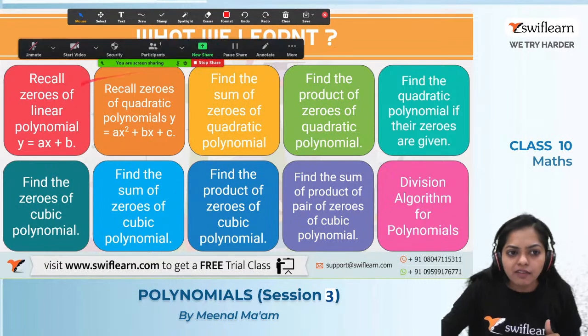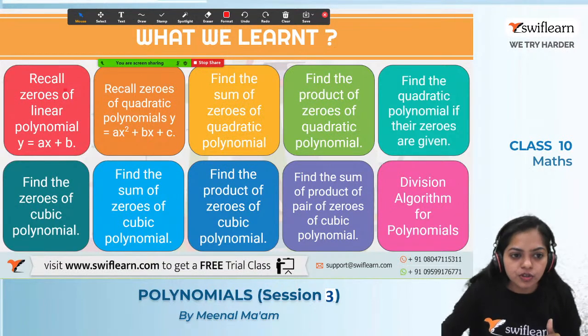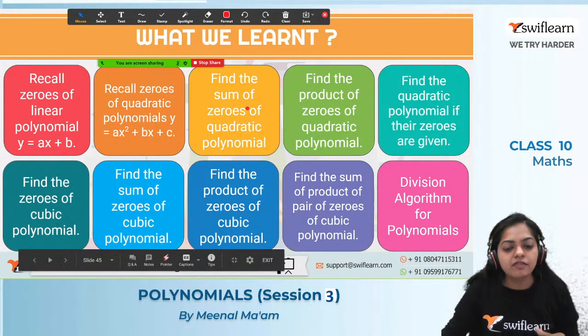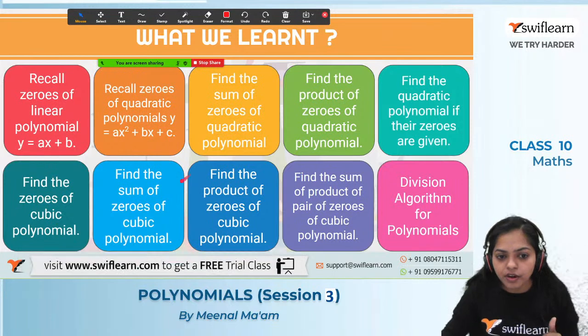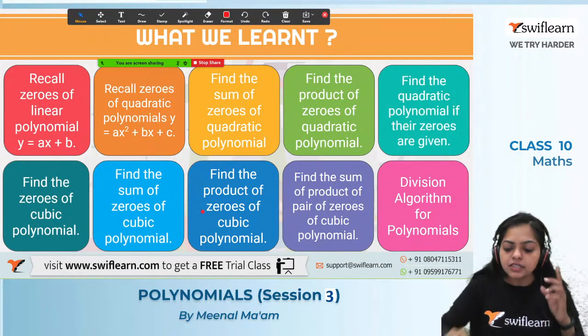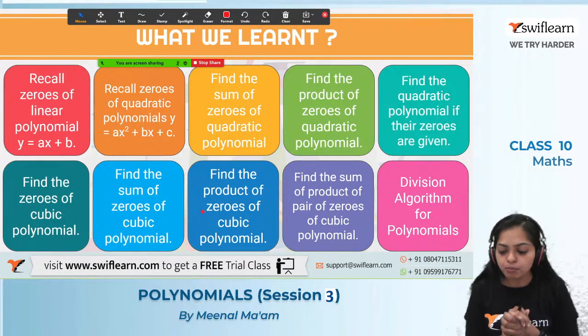So what we have learned today: we have recalled the zeros of a linear polynomial, zeros of a quadratic polynomial and zeros of a cubic polynomial, and we have discussed the sum of zeros of quadratic and cubic polynomials, and we have discussed the relationship between zeros and coefficients of polynomials.